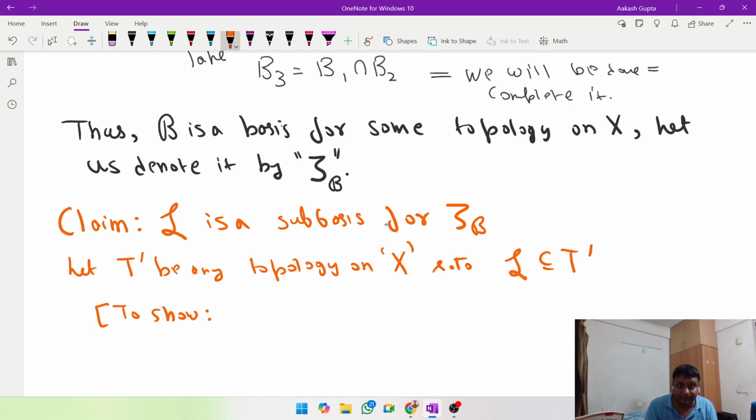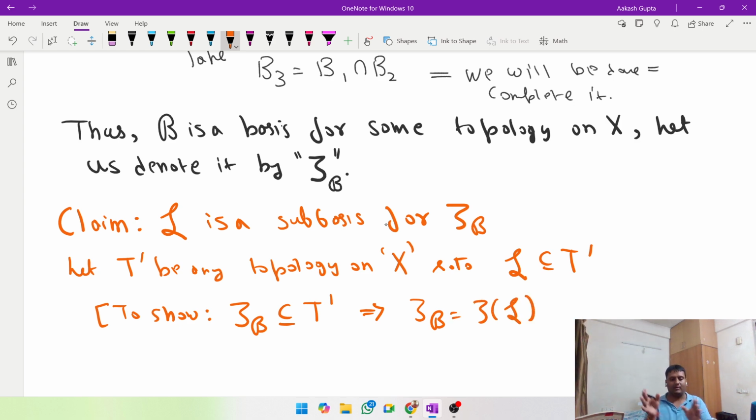So what we have to show is that tau script B is actually sitting inside tau prime. This will imply that tau script B is nothing but tau bracket S, the smallest topology generated by S. Or in other words, S is a subbasis for that.